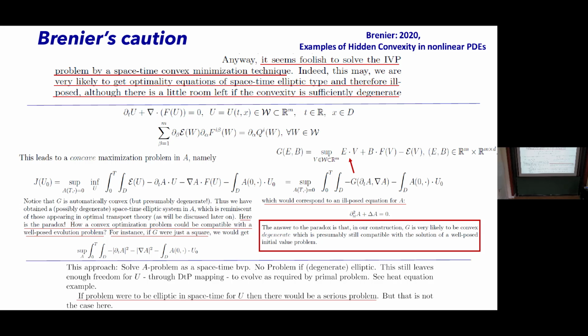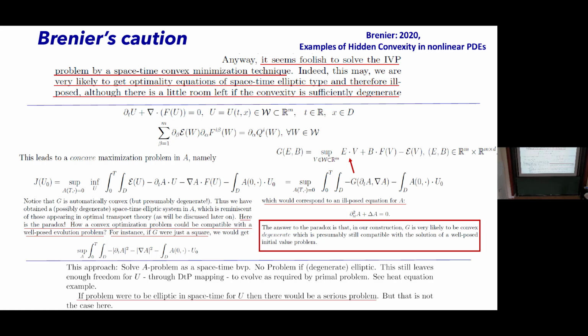So solve the A problem as a space-time boundary value problem. Solve the dual problem as a boundary value problem. I don't see a problem even if it were elliptic. It would be even better actually, but it never is, because you get characteristics like in the heat equation, the transport equation, I'll show you. The point is, at least from my point of view, this still leaves enough freedom for the primal variable.